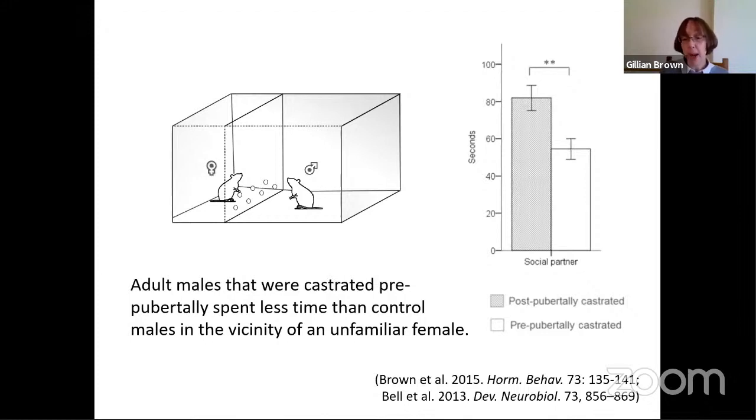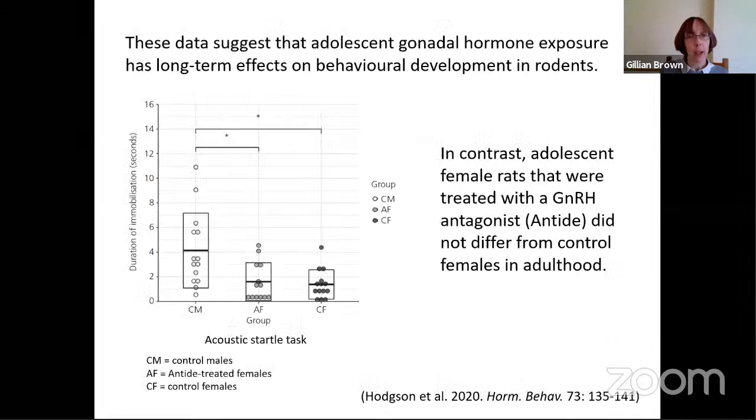this unfamiliar female. And Cheryl Sisk's lab has also shown similar results, suggesting that exposure to testosterone during adolescence in male rats has long-term impacts on sexual motivation of these individuals. So again, we think that pubertal hormone levels are playing some role in terms of long-term behavior.